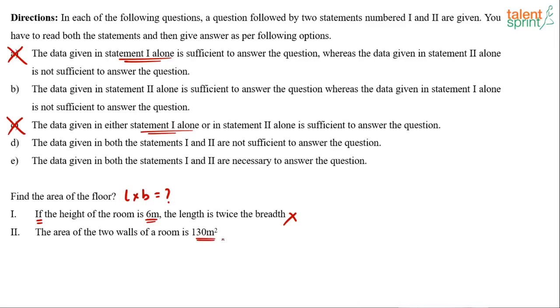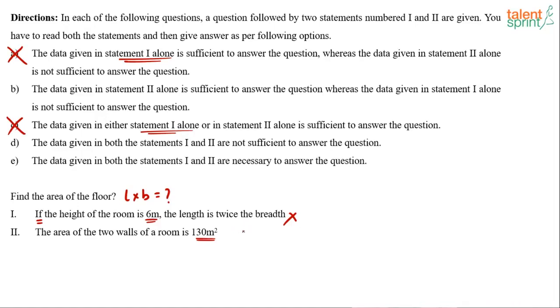Now, how will you use this statement? Tell me. Area of two walls of the room is 130. How do you decide what information is given here in statement 2? Because which two walls has not been specified, right? How do you know which two walls he is talking about?